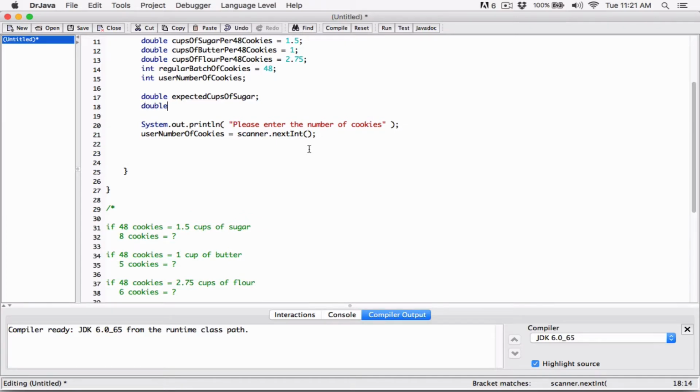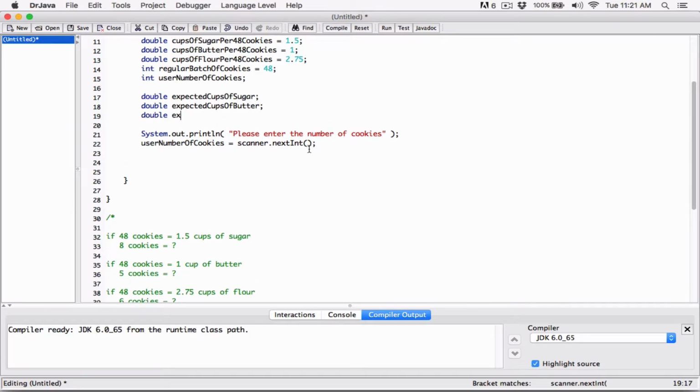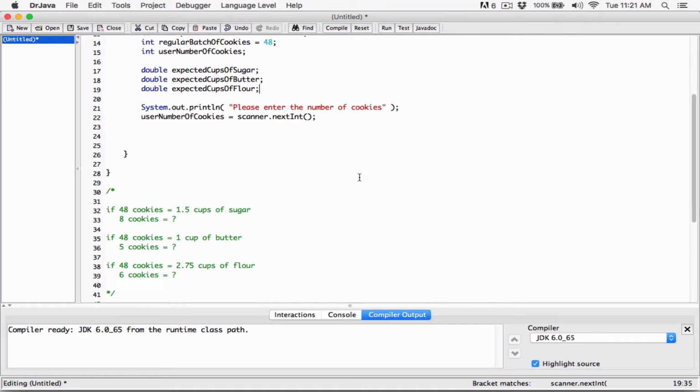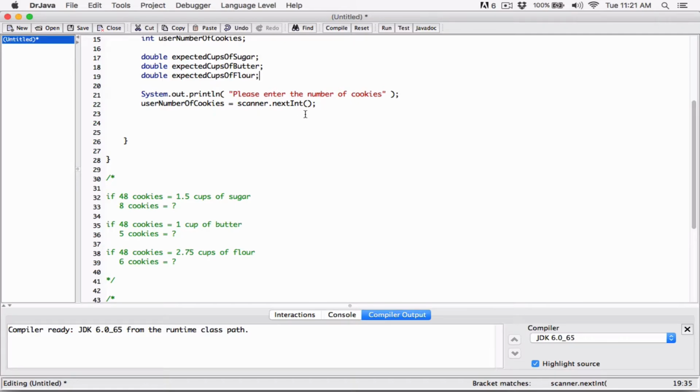Same thing for the other ones: expected cups of butter, and the other one is going to be expected cups of flour, and those are going to hold the result of the calculations basically.